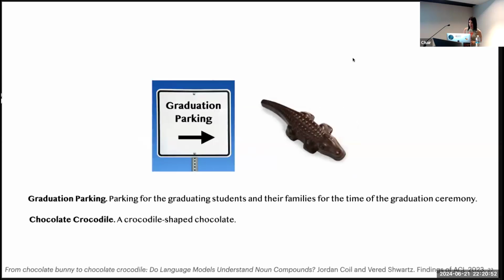Last year, we had a paper at Findings of ACL where we were working specifically with GPT-3 at the time, and we showed that it was able to interpret and define novel noun compounds such as graduation parking or chocolate crocodile. By novel, I mean they might not be entirely novel, but they didn't have occurrences in the large web corpus. But people could make sense of them.